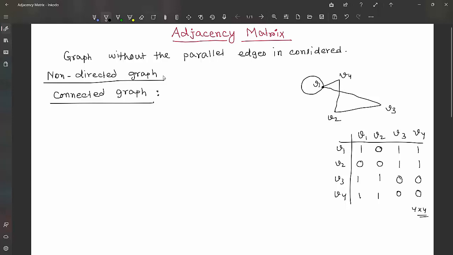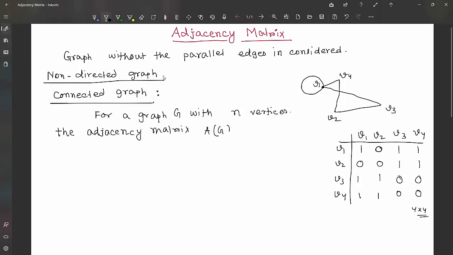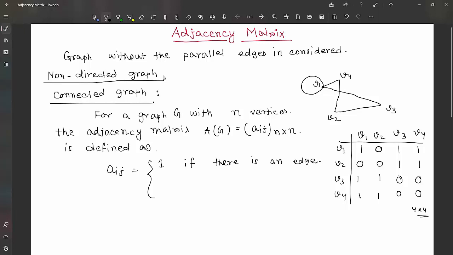So now what is the definition? For a graph G with n vertices, the adjacency matrix is denoted by A(G) equal to [Aij], which is an n cross n matrix, and is defined as Aij equal to 1 if there is an edge between these vertices Vi and Vj, and 0 otherwise.